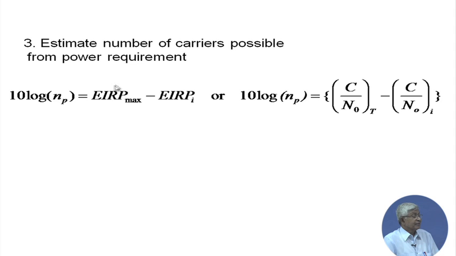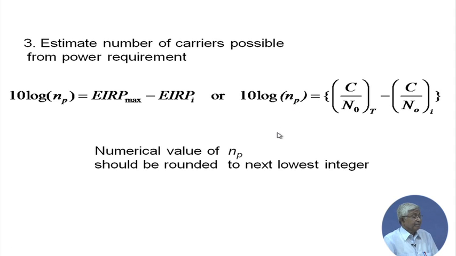maximum EIRP the satellite can support and the EIRP of an individual carrier, and we have assumed that all carriers are same. So it is just subtraction of that, or in terms of C by N naught, C by N naught total minus C by N naught individual, and that will be the log NP. Now, this numerical value of NP you convert into numerical from the dB. It should be rounded to the next lower integer.